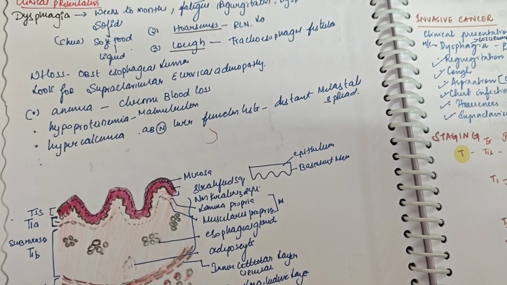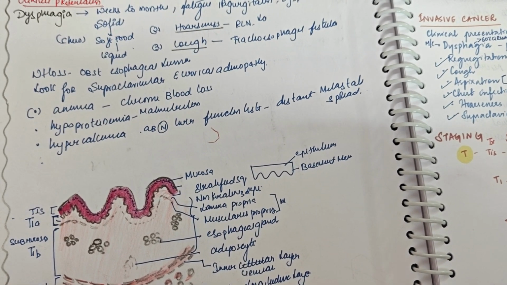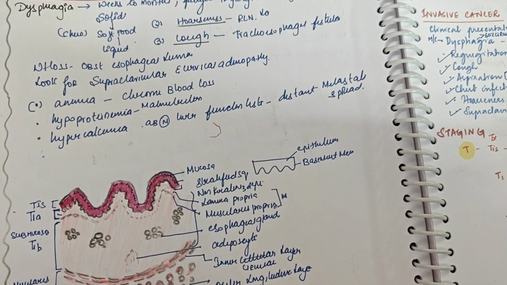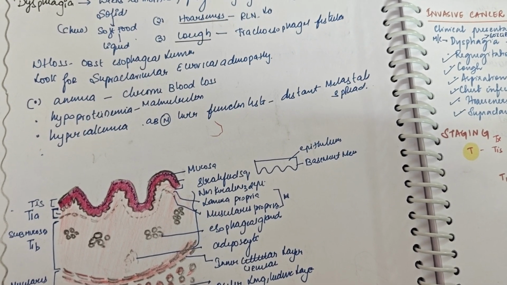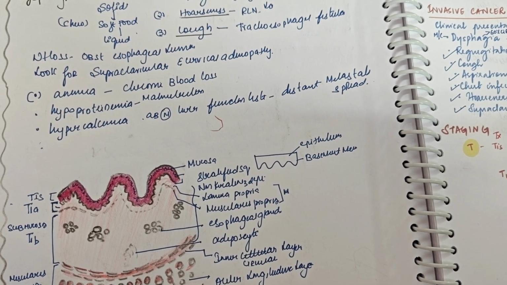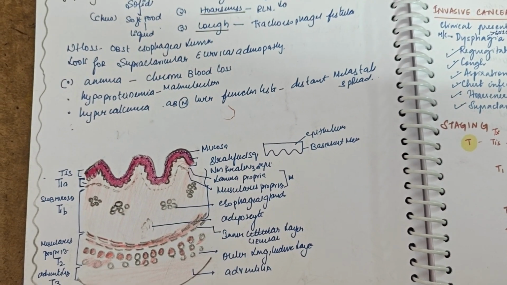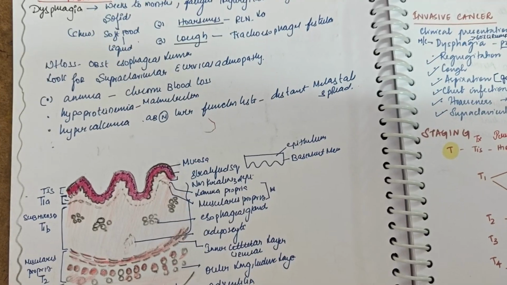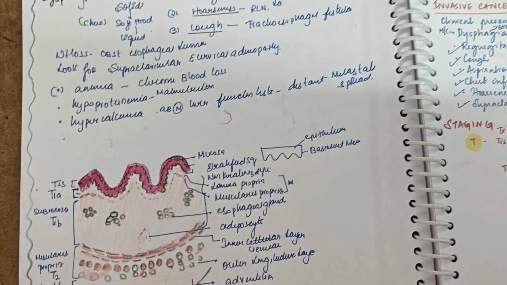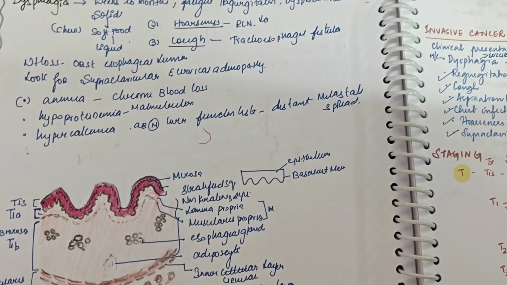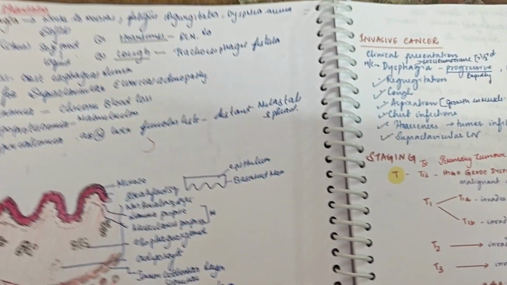Patient can have hypoproteinemia, malnutrition. Patient can have hypercalcemia, abnormal liver function because of any distant metastasis. They can have other systemic involvement also. Okay, so that's what I planned to tell you.